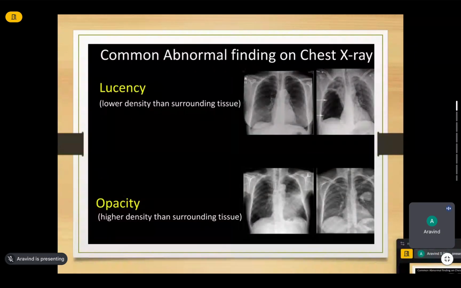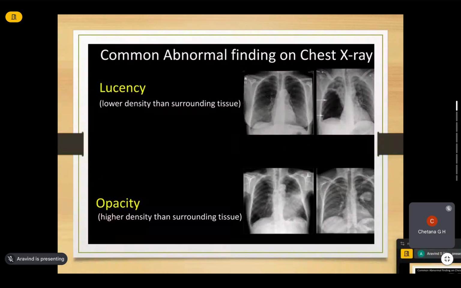So usually these are the common abnormal findings on chest X-ray. Either there would be lucency, which means that the density is lower than the surrounding tissue. If the density is less, what would be the color of the structure? Could anyone answer? The density is less. Dark, yes, black. It is dark. Very good. Darkish or blackish.